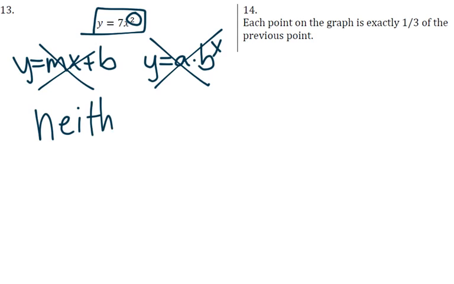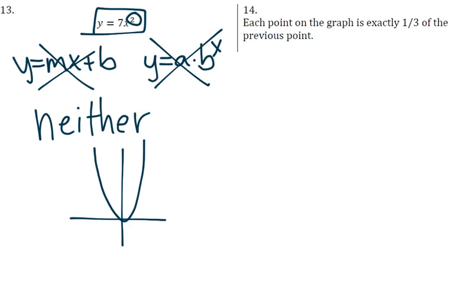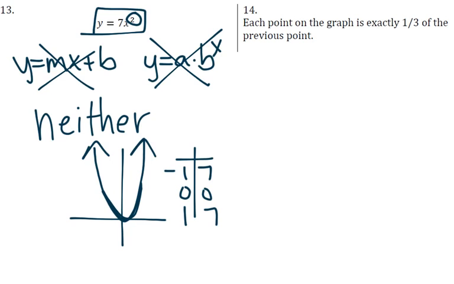If you graphed it, it would end up looking something like this. It's a parabola. So it kind of looks like it could be exponential, but it's not, because it's going back up. If you made a table, similarly it would show, like -1 would be 7, 0 would be 0, +1 would be 7, to kind of mimic that. Okay, so that's a neither.